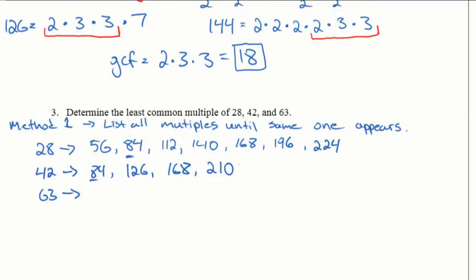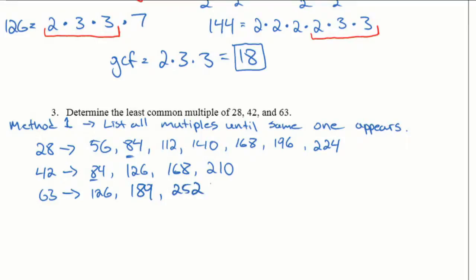63 times 2 is going to be 126. So that 84 doesn't work. These both share 126, but the 28 up here doesn't have a 126 in it, so that's not going to be it. All right, I got to keep going. 63 times 3 is 189. Do they have 189? Nope, none of the others do.